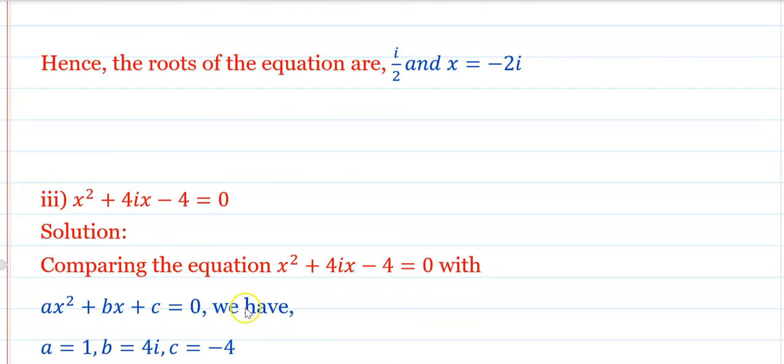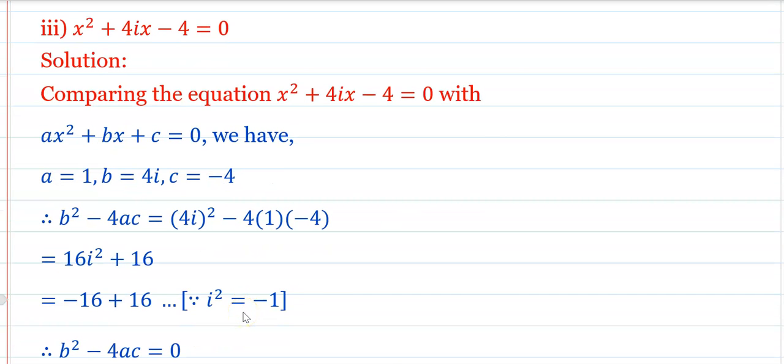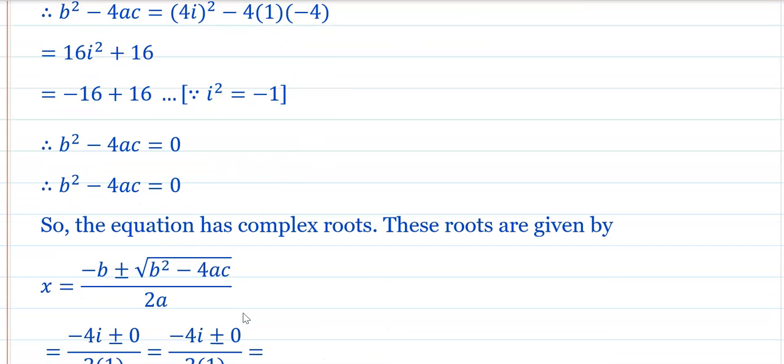Now the next problem, x square plus 4ix minus 4, comparing with ax square plus bx plus c is equal to 0. A is 1, b is 4i, c is minus 4. b square minus 4ac, b is 4i bracket square minus 4 into 1 into minus 4. 4i square means 16i square, and here is 16. 16i square means minus 16 plus 16, that is equal to 0. So the equation has complex root.